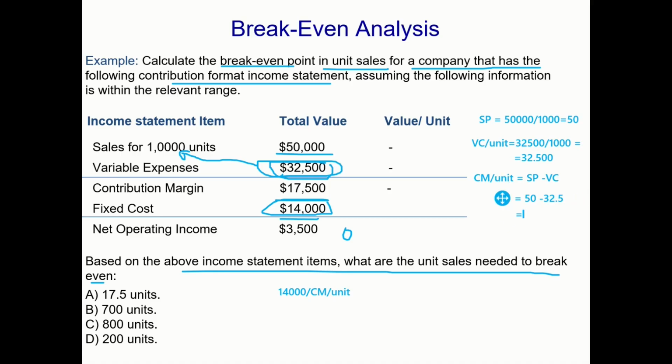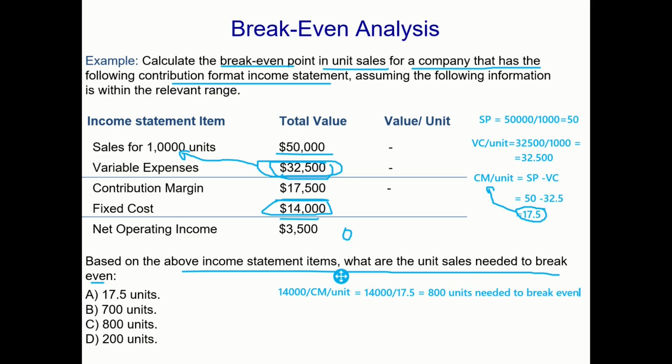Now I can take $50, my selling price, minus the variable cost, which will give me a contribution margin of $17.50. Now, if I take $14,000 divided by 17.50, it's going to give me 800 units. 800 units is what I needed.